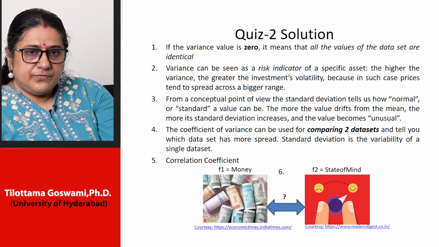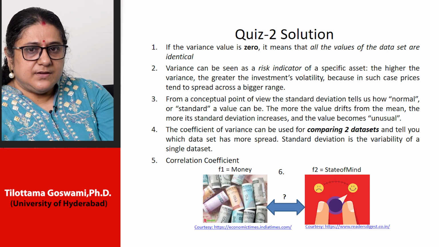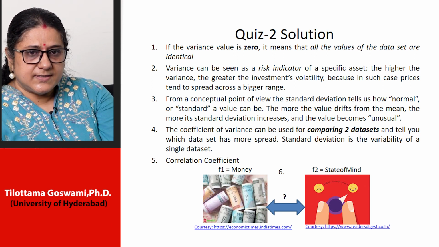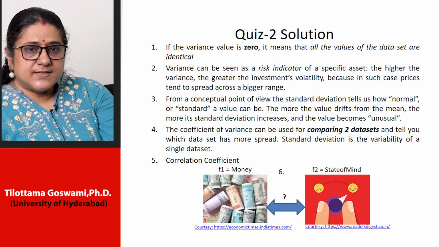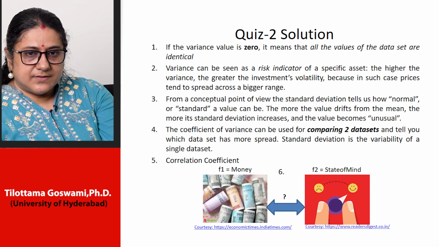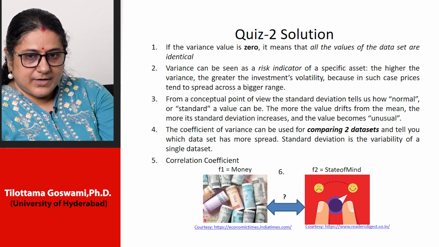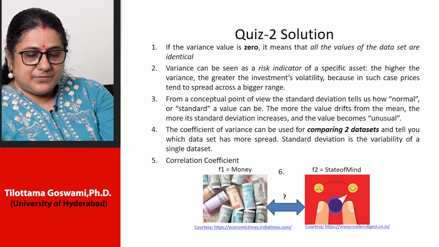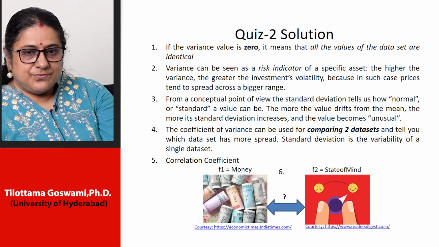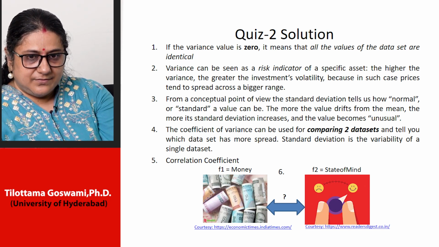Then coming to the coefficient of variation, it can be used for comparing two data sets to see which data set has more spread. Correlation coefficient: whether money is related to the state of mind. More money, more happiness, less money, less happiness. So this is a philosophical one, it depends from person to person. So what do you think about the value?